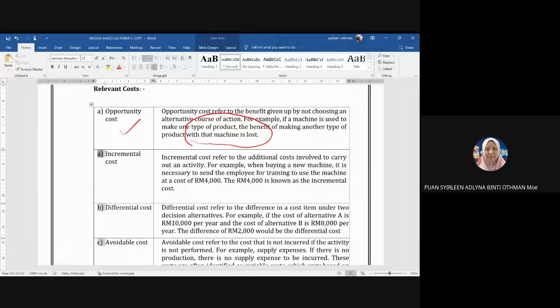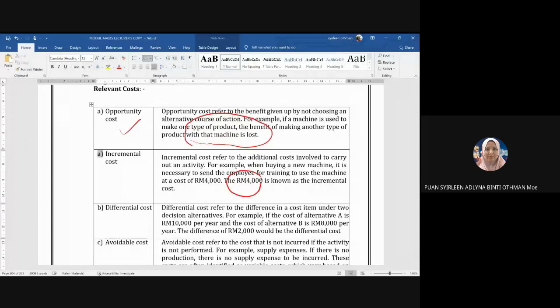For example, dia bagi kat situ, when buying a new machine, it is necessary to send the employee for training to use the machine at a cost of 4,000. Okay, so 4,000 ni dianggap sebagai incremental cost. So bila kamu beli mesin baru, you need to train your workers to use the machine. Sebab mesin dalam industri ni is not machine yang simple. It's a very technical machine. So orang tu dia kena pergi training.